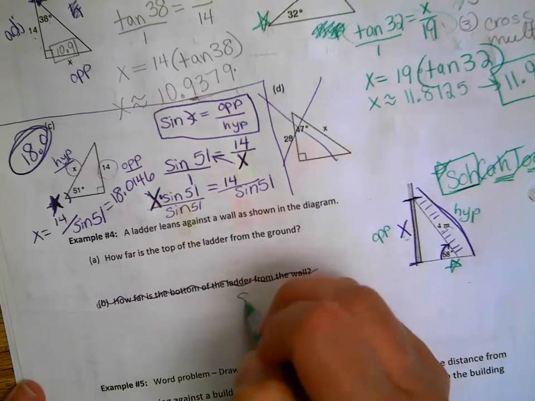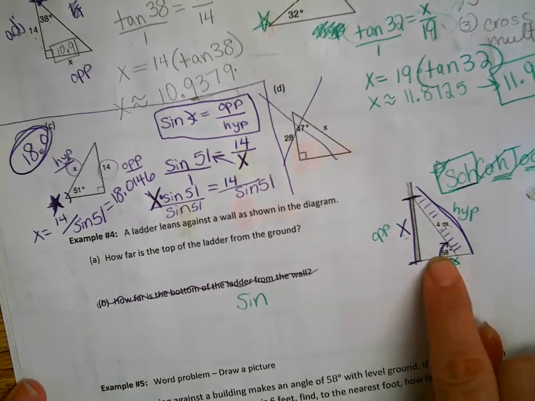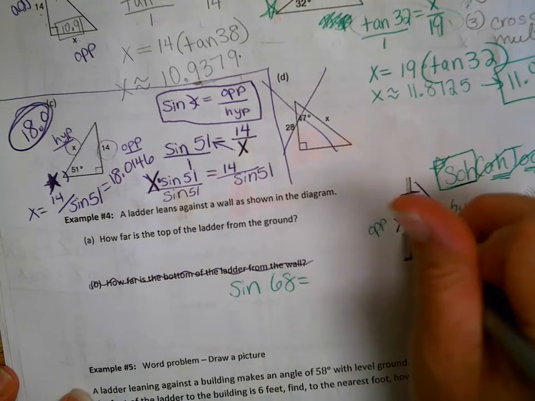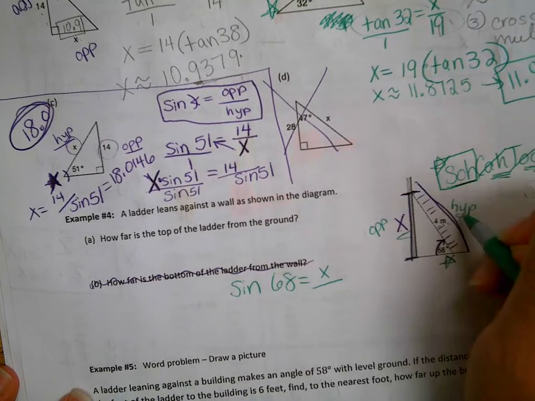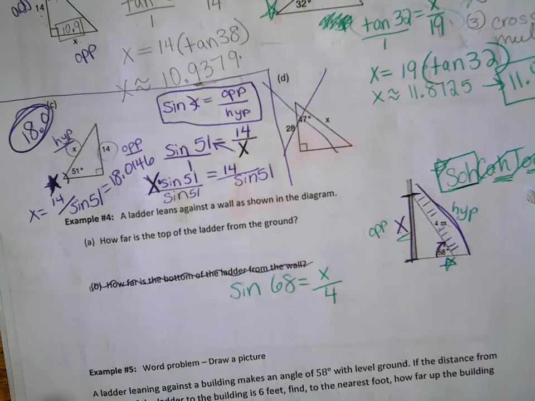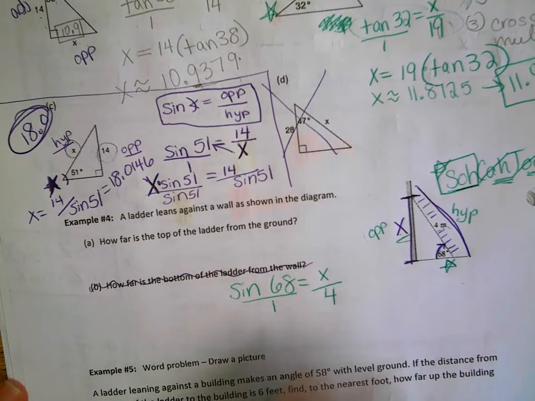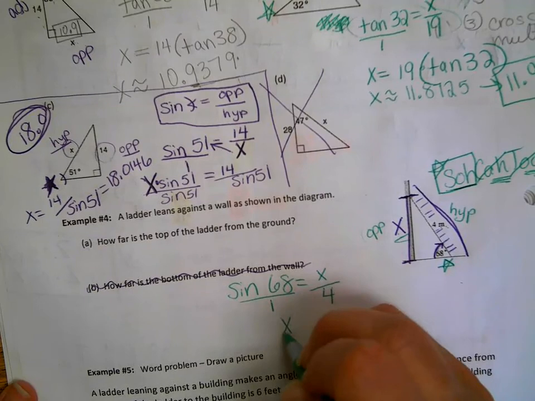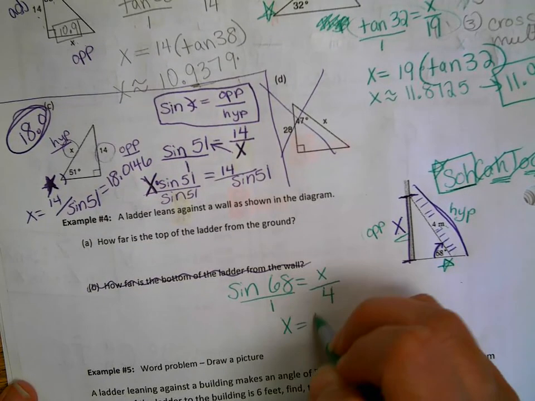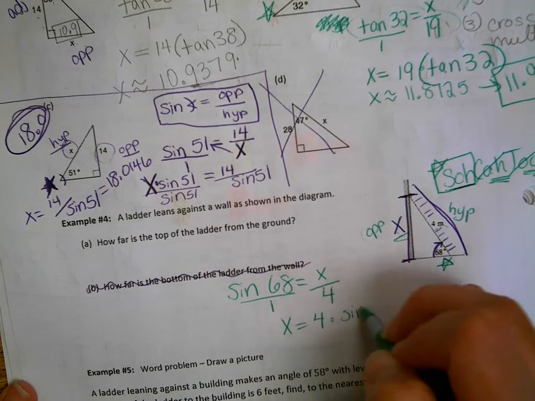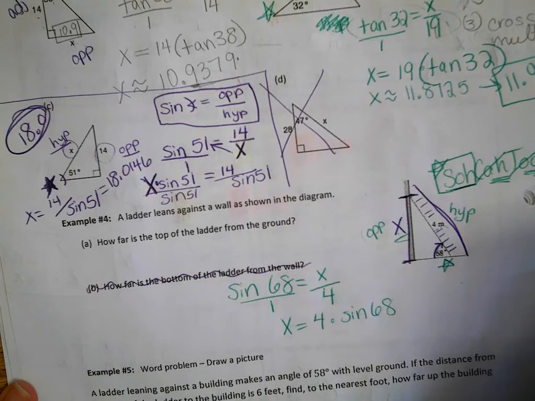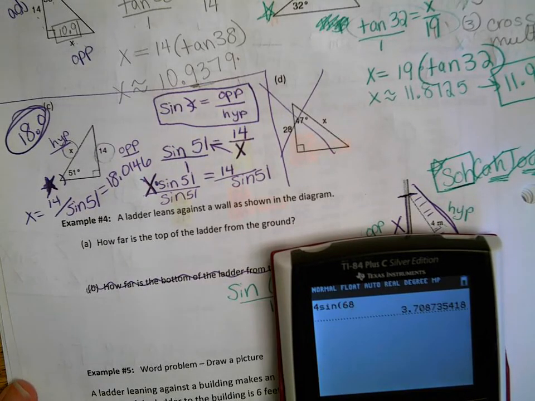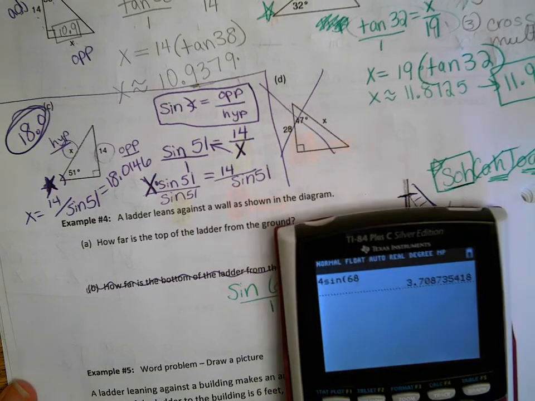So the setup goes like this. Sine of the angle measure 68 equals the opposite measure, x, over the hypotenuse. Put that over 1, and we cross multiply. So x times 1 equals 4 times sine of 68. 4 times sine of 68 is 3.78.